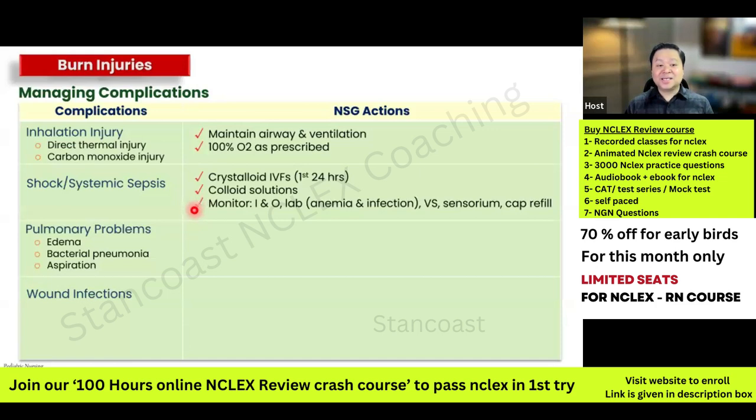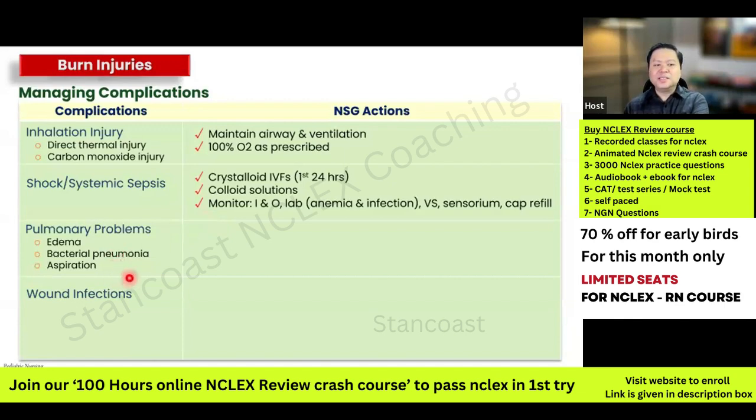Keep an eye out for any signs of anemia and infection, because when we're treating the patient with boluses of IV fluids, there will be massive dilution. And so expect that the hemoglobin will drop because of the hemodilution. And make sure that you're also monitoring the patient's white blood cell count on a daily basis. Keep an eye on their vital signs for any type of fluctuations, their level of consciousness, sensorium, and the capillary refill. As I said, not greater than 2 seconds for the cap refill. Anything beyond that is going to be questionable.